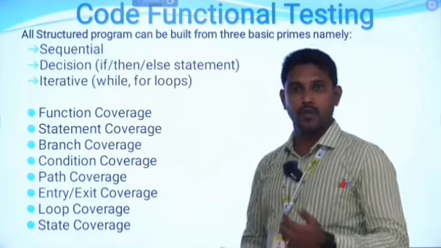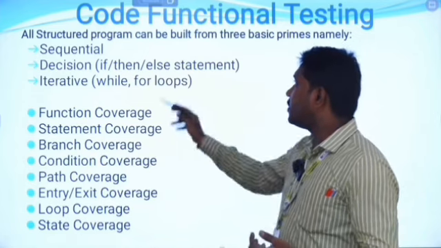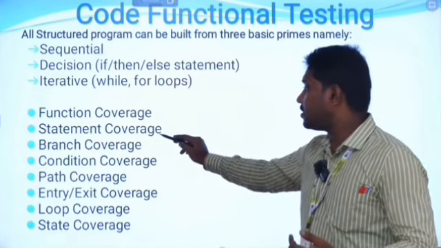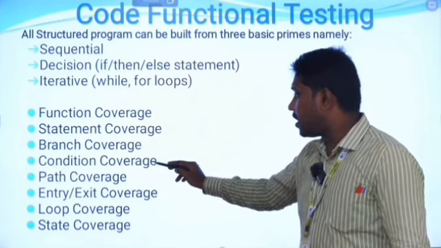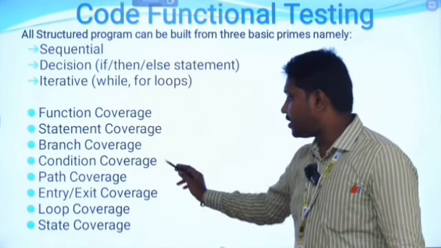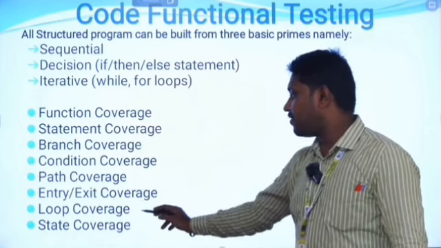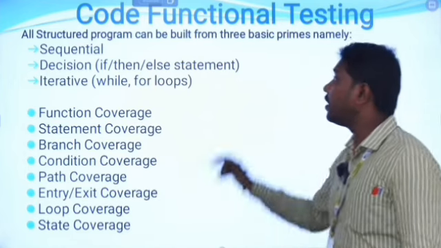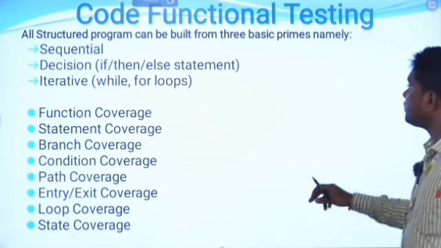Based on this program structure, these are the coverages we are going to do in code functional testing: functional coverage, statement coverage, branch coverage, condition coverage, path coverage, entry and exit coverage, loop coverage, and state coverage.